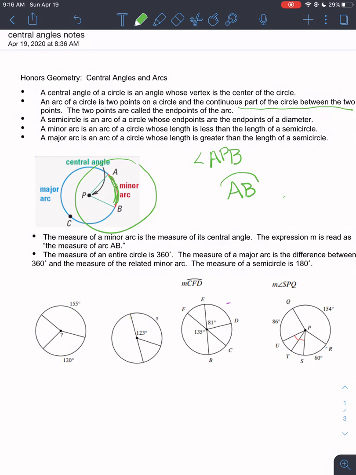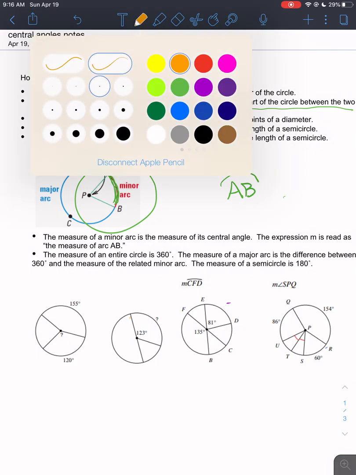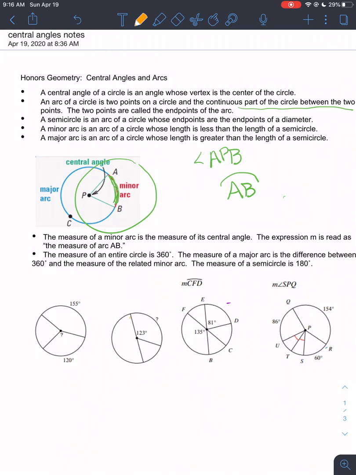You may wonder, how do I know I go the long way or the short way? I go clockwise or counterclockwise? There is no rule if you go clockwise or counterclockwise, but if you want to go the long way around the circle, if I want to start at point A, go through C, and stop when you get to B, that's considered a major arc.